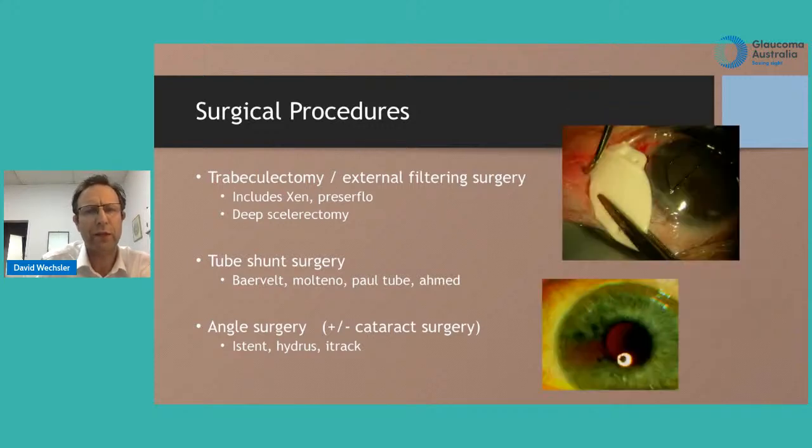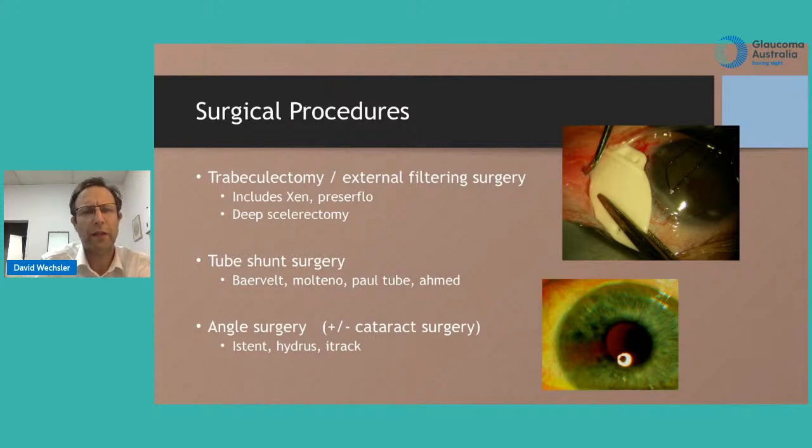The next category is the tube shunt surgery, which is actually putting in a larger device. It's a tube that's attached to a plate that goes on the outside of the eye, and then the tube is inserted into the eye just like this. And there are, again, different devices with different names. I've listed some of them there, but the principle is the same.